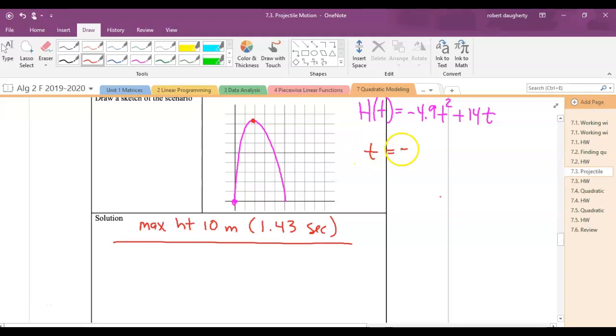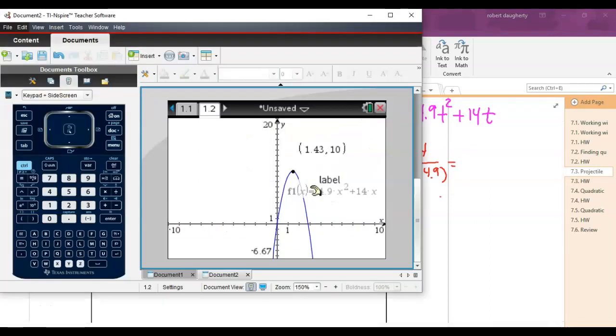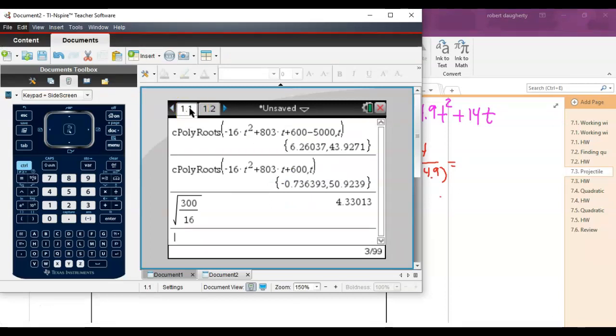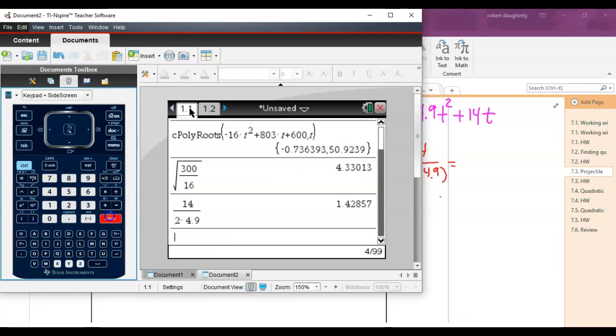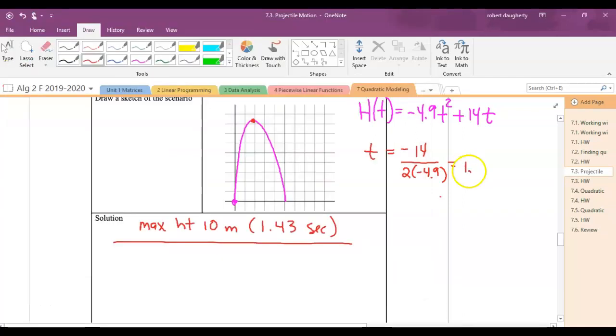Yeah. t is equal to negative b over 2a. So I could do that, and I could just say, what is 14 divided by 2 times 4.9, and 1.43. Okay, so I get t is equal to 1.43. How do I find, that's the x value of the vertex. How do I find the y value?